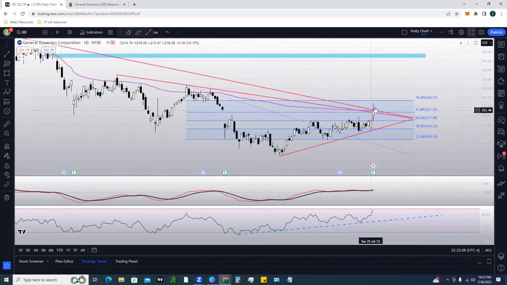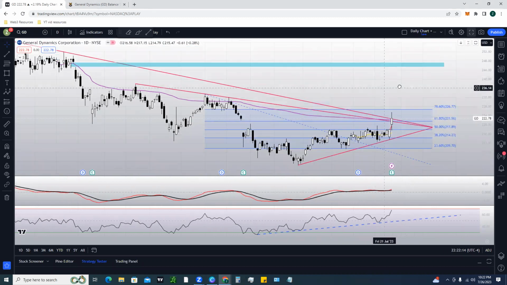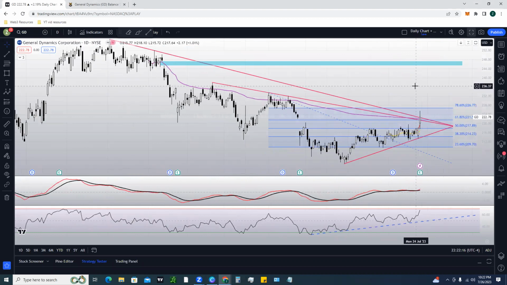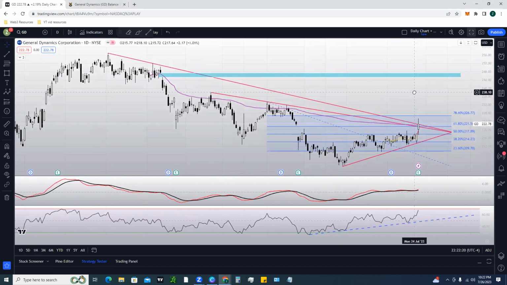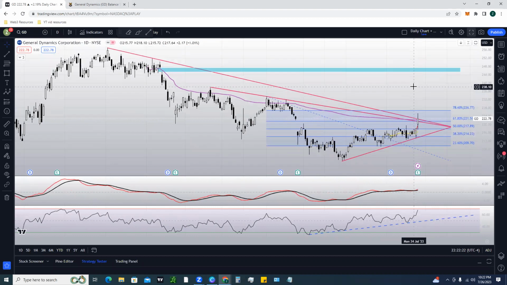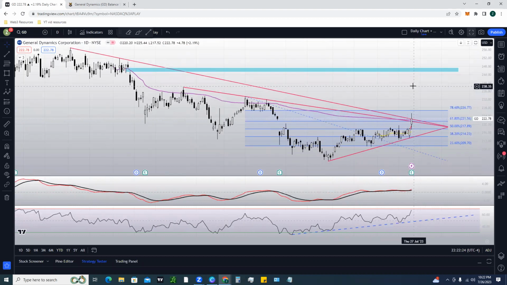Still lots of resistance, all right? We can reject this and head back down to the lower end of the range. That's definitely a possibility. But from a fundamental standpoint as well, we took a look at some of the fundamentals, and it does seem like this stock potentially could be a good value. As always, do your own research and dive further into if this is something that would fit your portfolio.